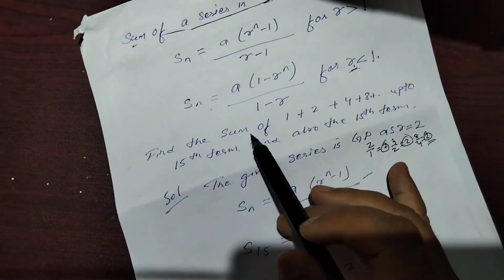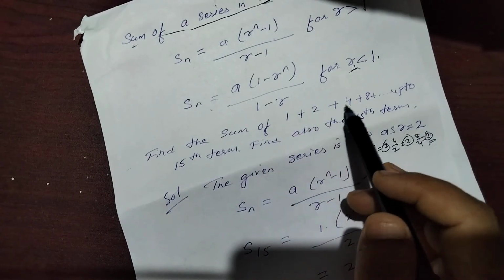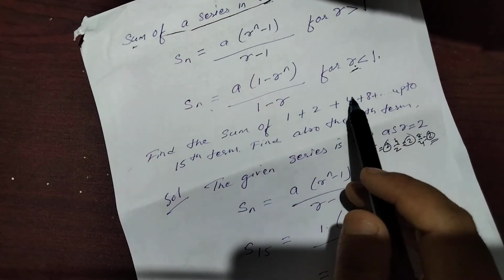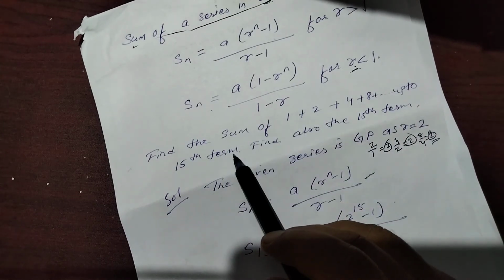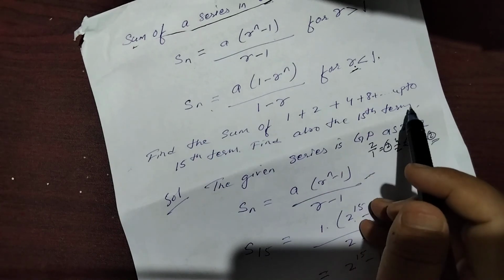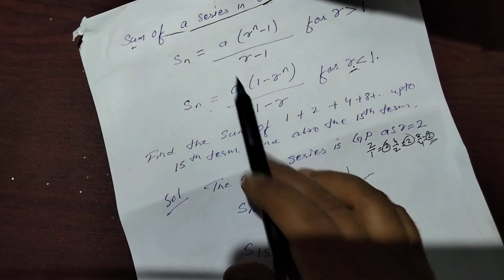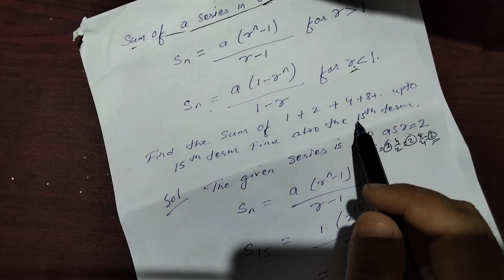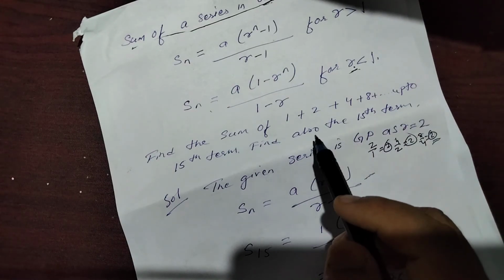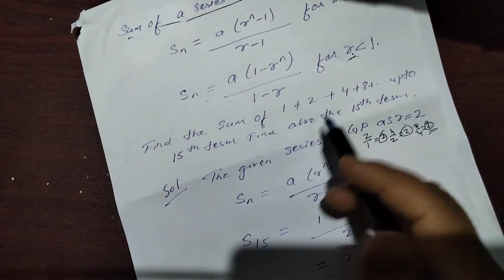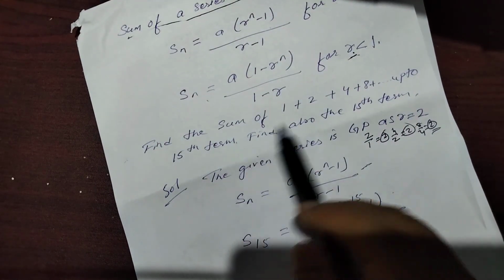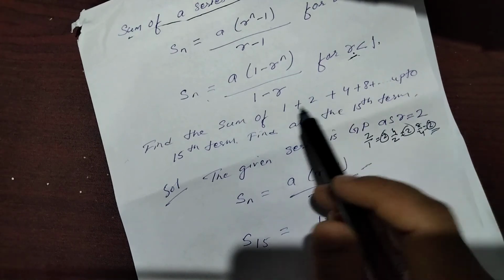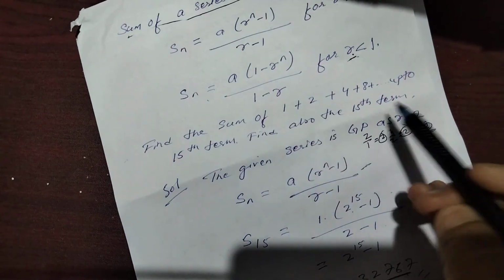Okay, here is the question: find the sum of this series up to the 15th term. You are asked to find the sum of the GP up to the 15th term and also find the 15th term. So let us do it. First, whenever you solve a question, you have to see whether this particular series is in GP or not. First you have to prove that.